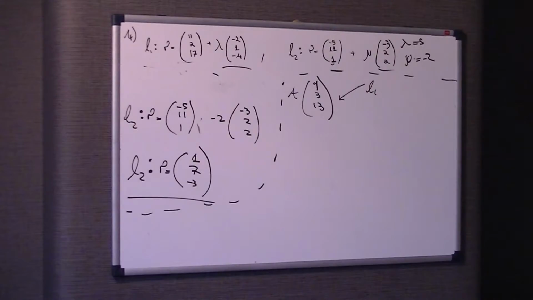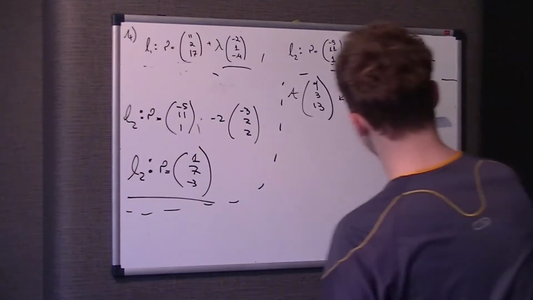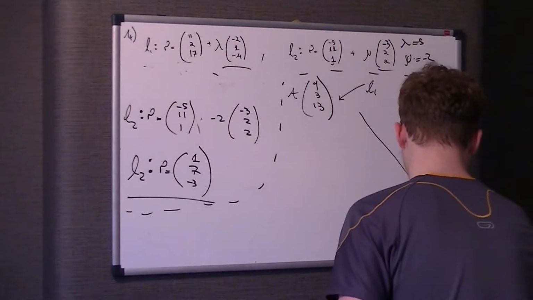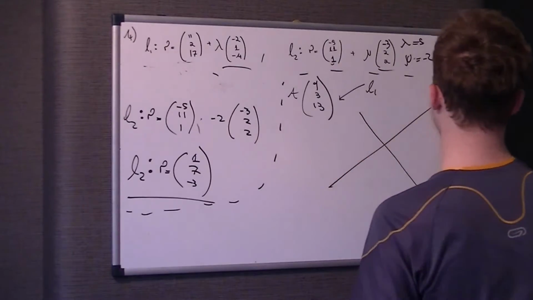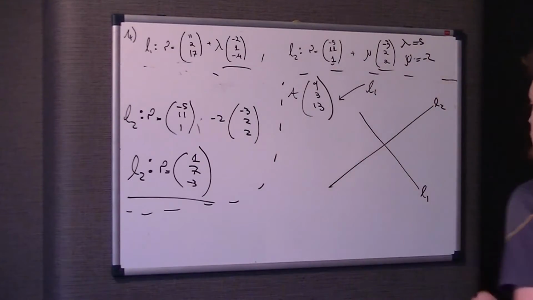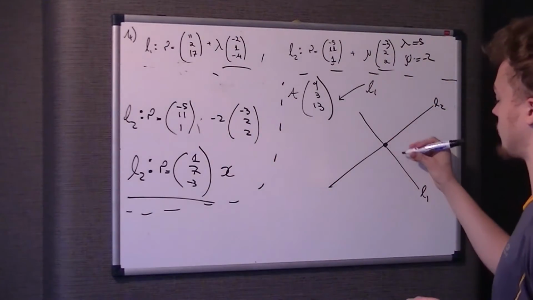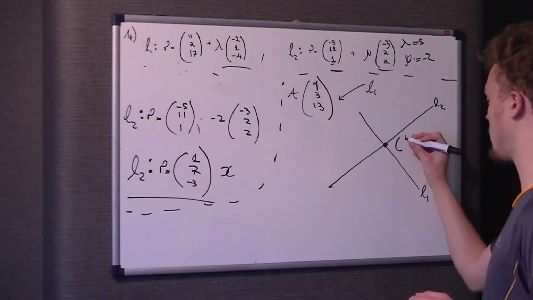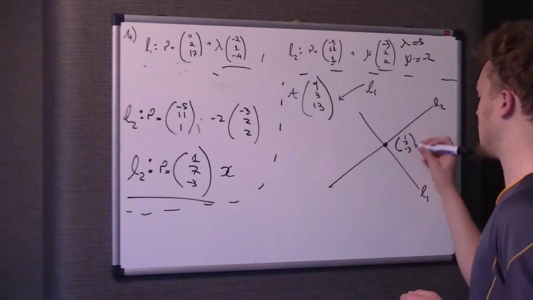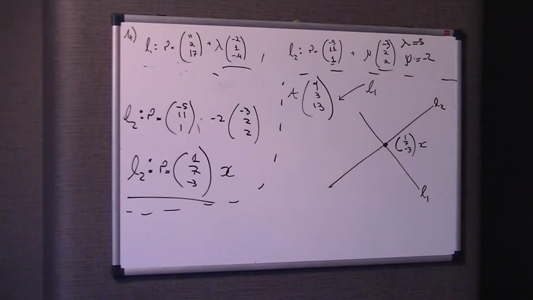I haven't drawn a sketch just yet, because as I said, there's not really been any need for it. So what I'm going to do is a basic sketch here. I don't know if line 1 and line 2 look exactly like this, but obviously they're going to intersect at some point. And we worked out the intersection to be 1, 7, minus 3. I'm going to call that point X, because it's a point of intersection.